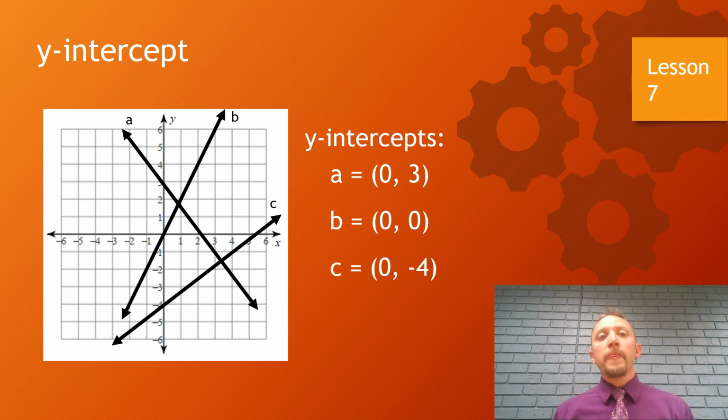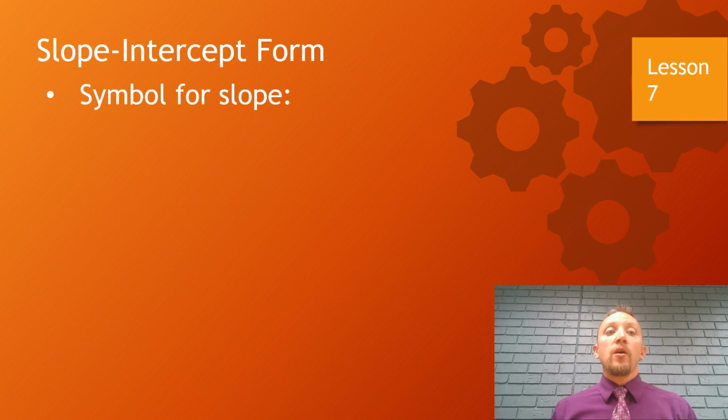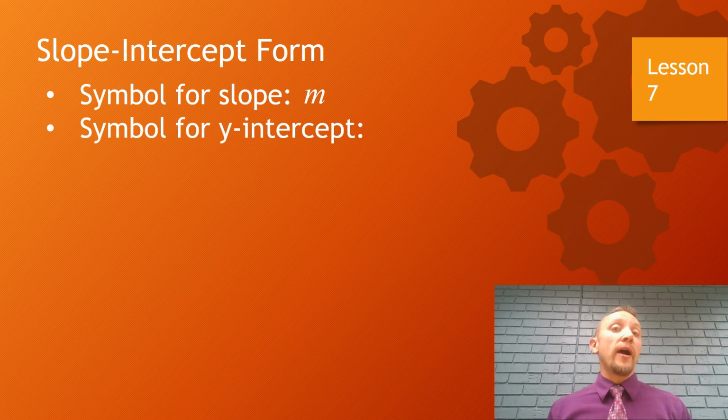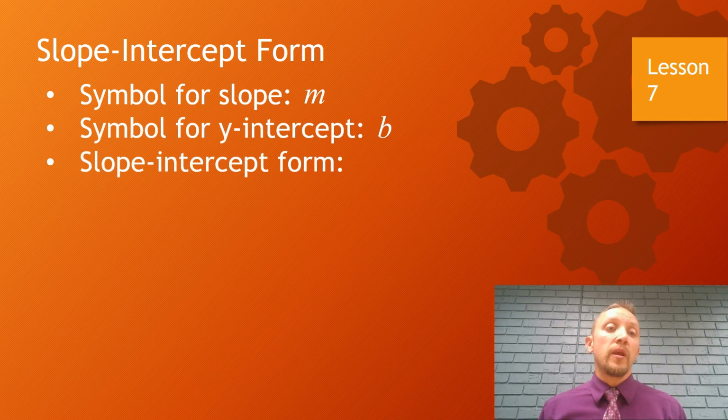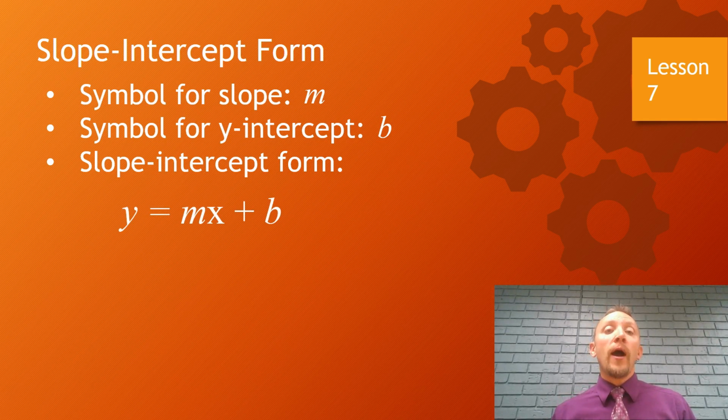Good job. All right. So now that brings us to slope-intercept form. Let's review for a second. Remember the symbol for slope is m. The symbol for the y-intercept is b. Slope-intercept form. Now you want to put this in bold in your notes because, like I said, this is going to be really, really important. We're going to use this a lot. y equals mx plus b.